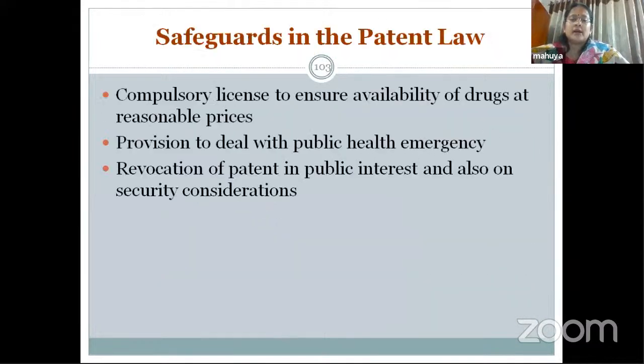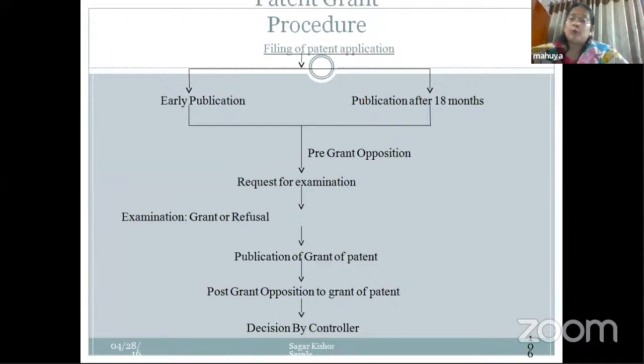Now I'm giving how to get a patent in a nutshell. First you file a patent in the Indian Patent Office. There is a system called early publication or publication after 18 months. Suppose you are interested to have your patent published early, then you have to provide the fees. Then they will publish it in the Patent Office Journal. Afterwards, there is a system of pre-grant opposition. Anyone can oppose your patent, and you have to provide the request for examination fees. And then your patent will be examined. If it is new, if it is novel, if it is innovative, then the patent will be granted.